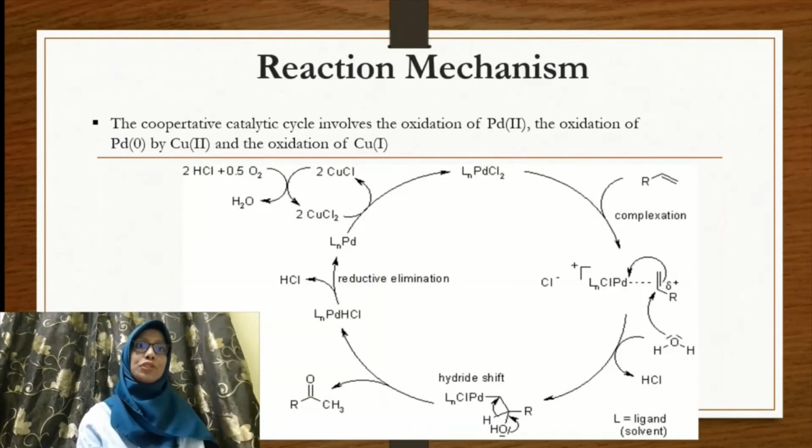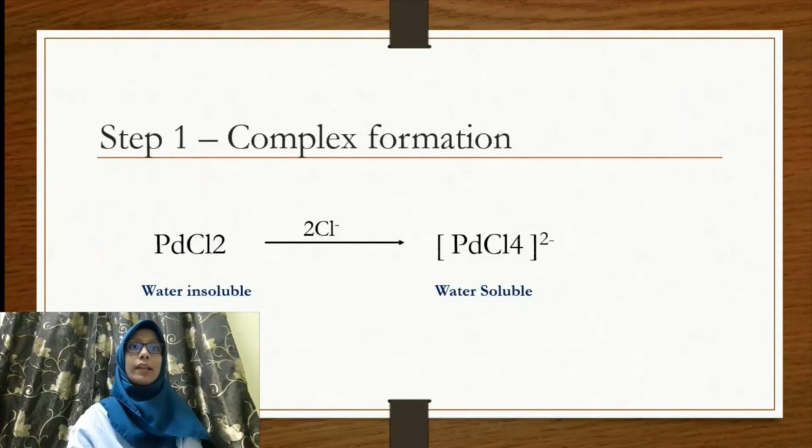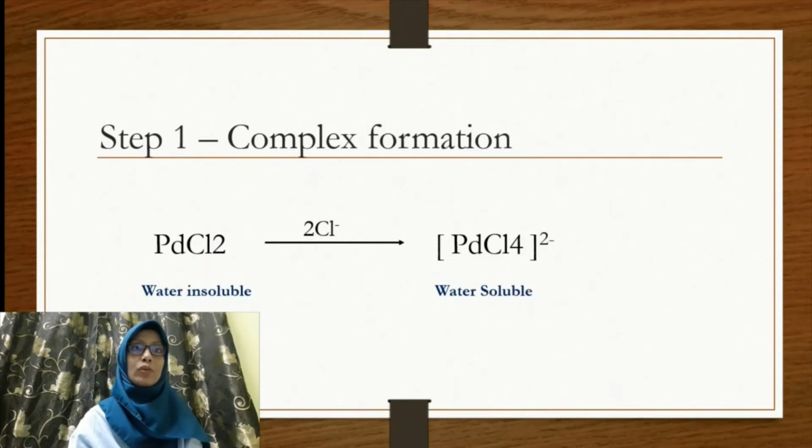The diagram shows the reaction mechanism, which shows the cooperative catalyst cycle involving the oxidation of Pd(0) to Pd(II), the oxidation of Pd(0) by Cu(II), and the oxidation of Cu(I). Now, let me elaborate the step-by-step mechanism of the Wacker oxidation process.